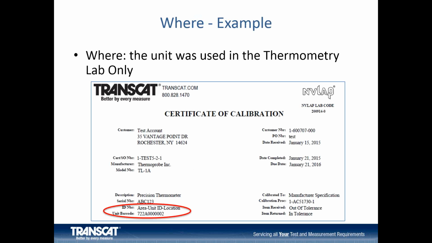So, again, here's an example. Use the full field identification. Look down in the left-hand side. You have area, unit ID, and location. If you don't give us the information, we won't populate it. If we only have an ID number, that's all that'll be in there. In our case here, our example, the unit was only used in the thermometry lab.